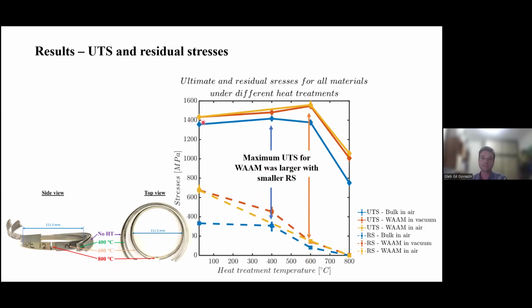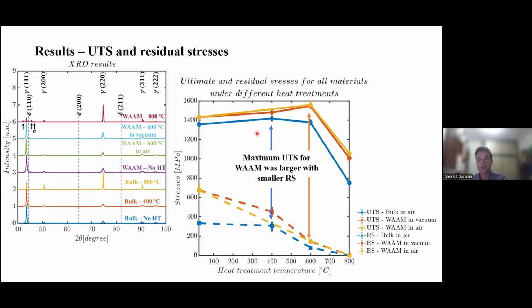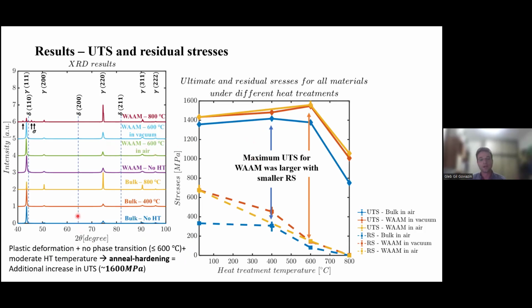However, one point is still left open. What is the reason for this increase in strength of about 200 megapascals here? To answer this question, first we have to see that there was no phase transition in those heat treatments between no heat treatment and the 600 C heat treatment. There was no phase transition. And why is that important? Because using massive plastic deformation combined with no phase transition and accompanied by moderate heat treatment temperatures leads to a phenomenon known as anneal hardening.